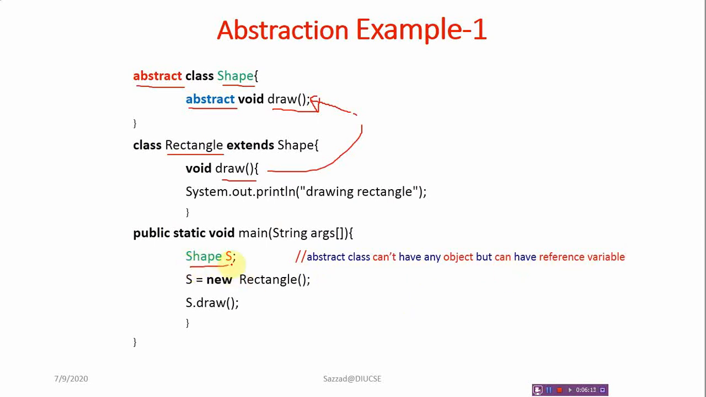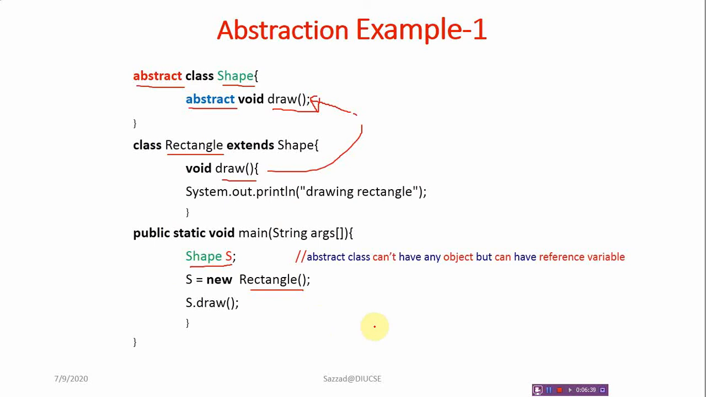So we can say that S is a reference variable of Shape, and with the help of the reference variable of an abstract class we can create an object of its child class, like we are creating an object of the Rectangle class, and now through the reference variable we are calling the draw method. So that's how an abstract class actually works.